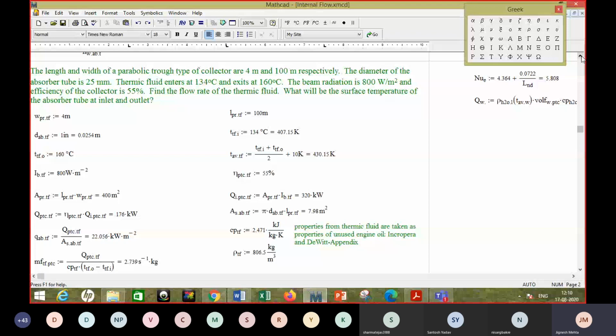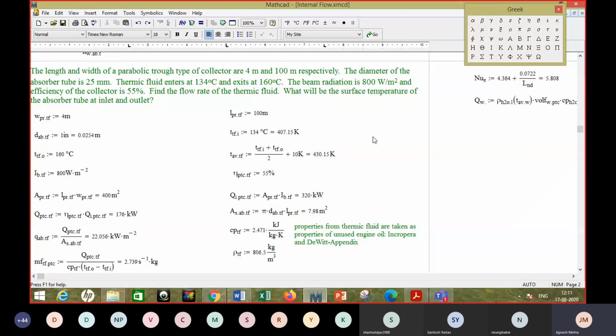The length and width of a parabolic trough type of collector are 100 meters and 4 meters respectively. So width is 4 meters and length is 100 meters. Diameter of the absorber tube is 25 millimeters. Thermic fluid enters at 134 and exits at 160. Beam radiation intensity, or solar irradiance, is 800 watt per meter square, and efficiency of the collector is 55%.